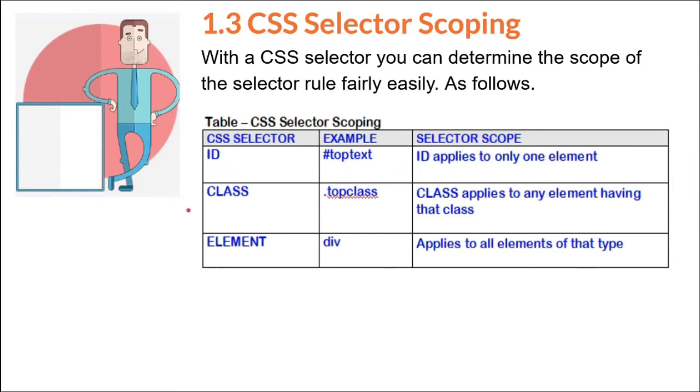Going back to the class, it can be applied to multiple elements, for example .top class, and when the class is applied to multiple elements, that's a group of elements that can have the class applied to them. And then we have the broadest category, which is the element itself. For example, the div element: any rules applied to div will apply to all divs within a web page, and there may be hundreds of div elements within the web page.